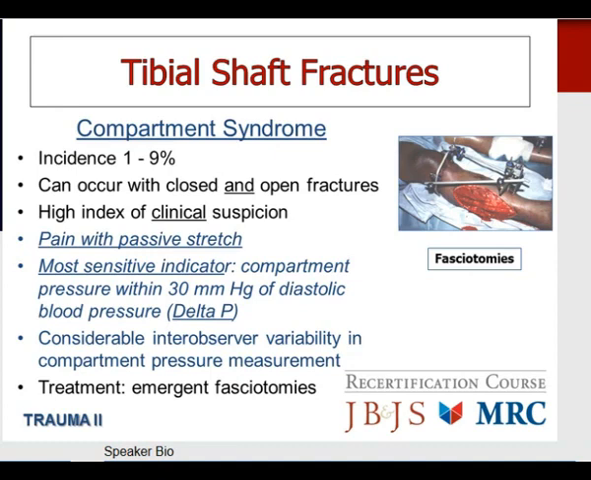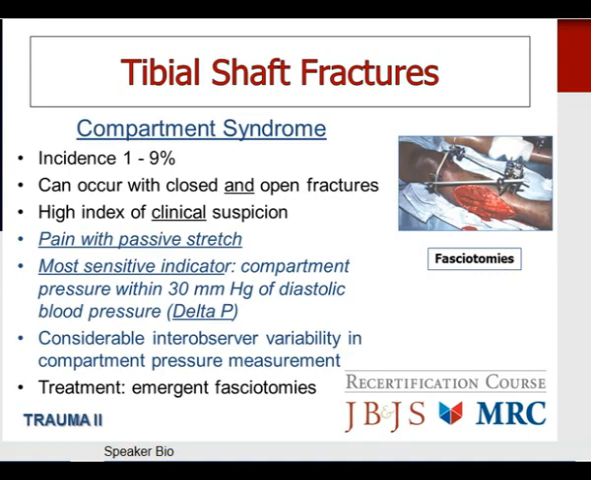Pain with passive stretch of the extremity distally is said to be the most sensitive clinical finding, and the most sensitive absolute indicator is the delta P, which is the difference between the intercompartmental pressure and the patient's diastolic blood pressure. If the delta P is less than 30, the patient should be considered to have a compartment syndrome. One caveat about compartment pressure measurement is that it has been demonstrated that there is considerable inter-observer variability in compartment pressure measurement, again highlighting the importance of compartment syndrome being a clinical diagnosis.